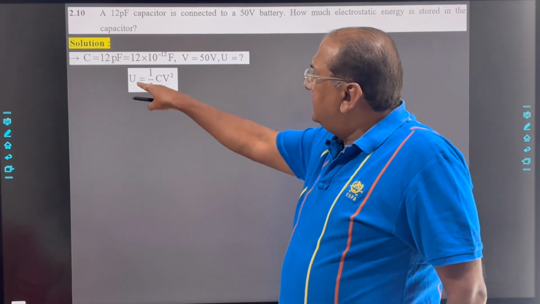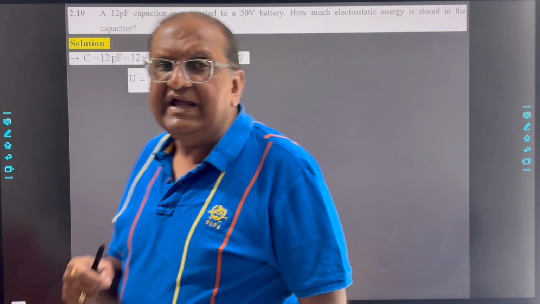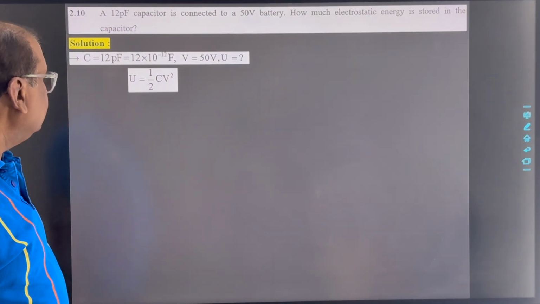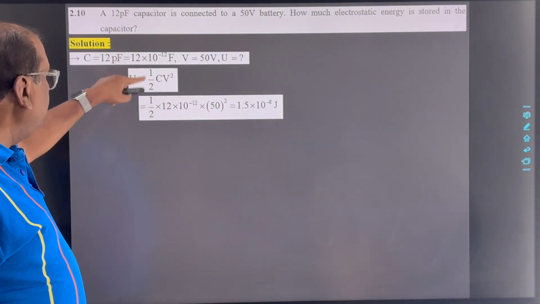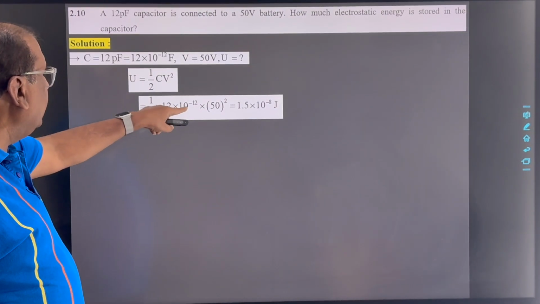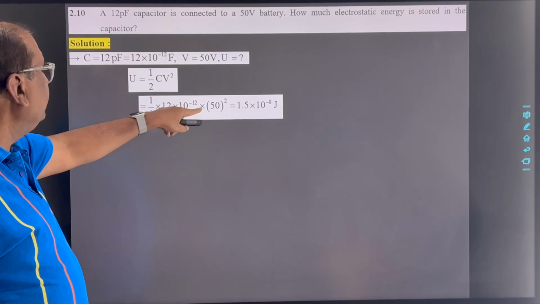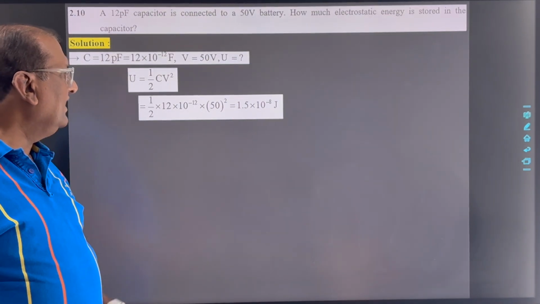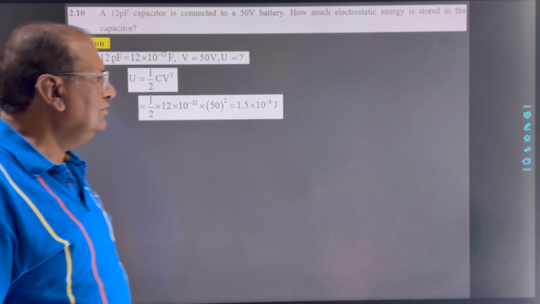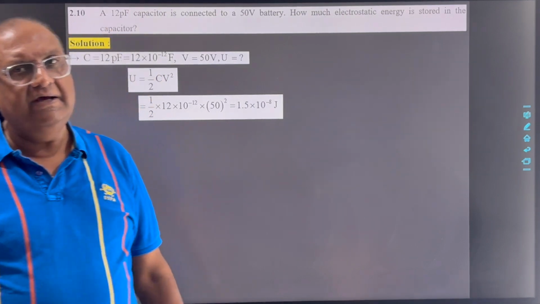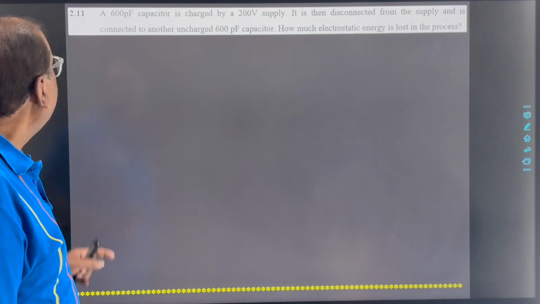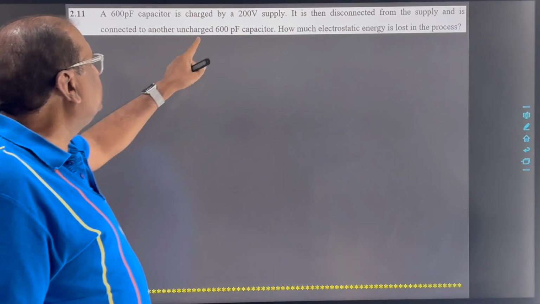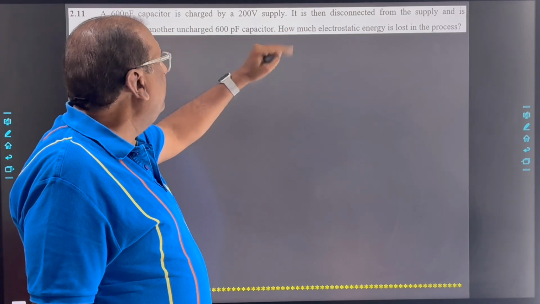So energy stored in the capacitor, for that we have the equation which we derived in the theory, that is half CV square. So substitute the values. Half C, that is 12 into 10 raised to minus 12, into V square, so 50 square. Solve it, you will get 1.5 into 10 raised to minus 8 joule. Clear? Now next, 2.11. A 600 picofarad capacitor is charged by a 200 volt supply.